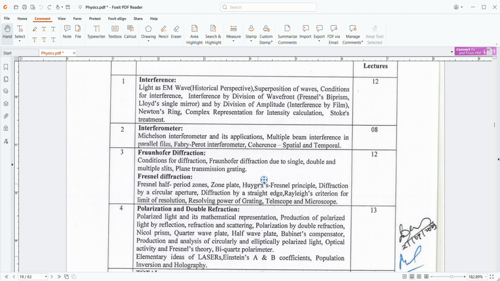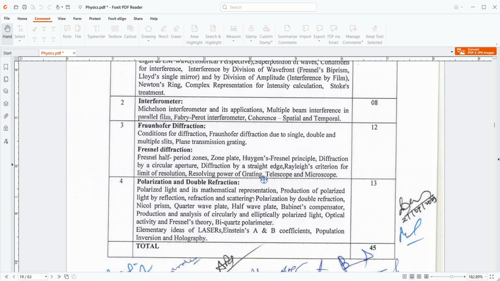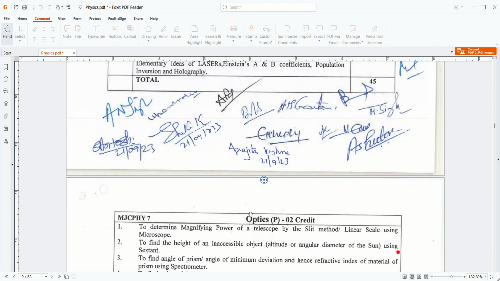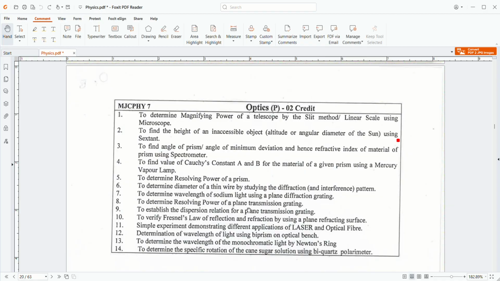Holography is the most important phenomenon we see every day in our lives. Holography. So practicals.